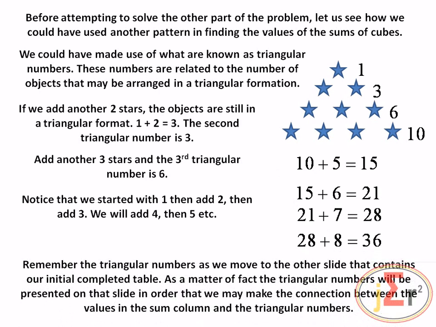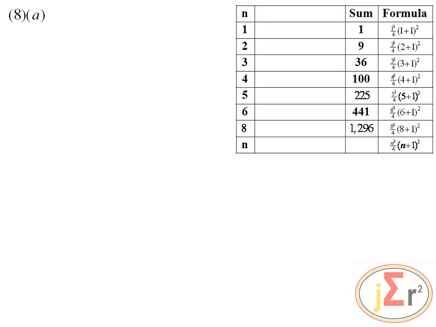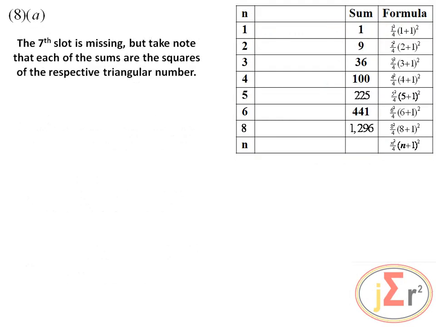Remember the triangular numbers as we move to the other slide that contains our initial completed table. As a matter of fact, the triangular numbers will be presented on that slide in order that we may make the connection between the values in the sum column and the triangular numbers. The 7th slot is missing, but take note that each of the sums is the square of the respective triangular number.